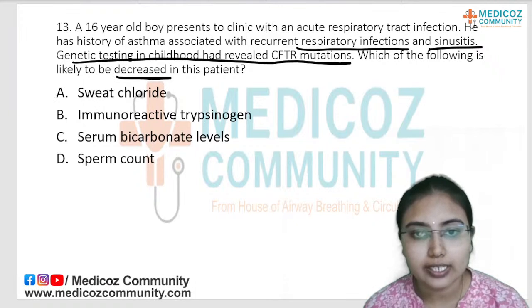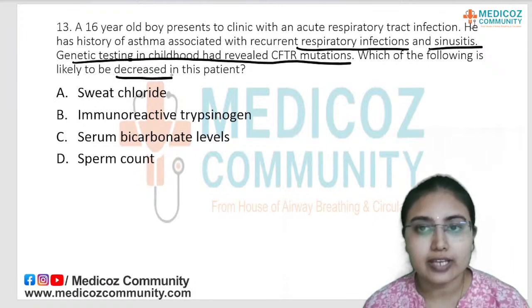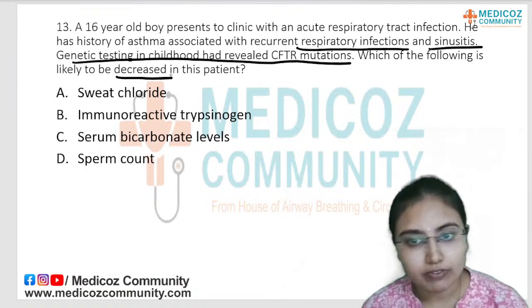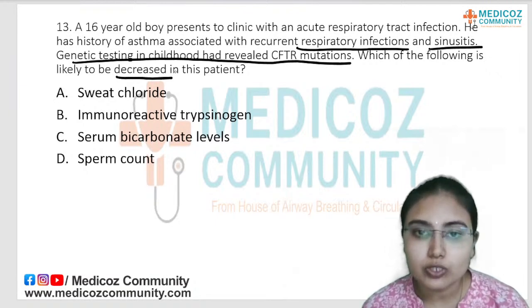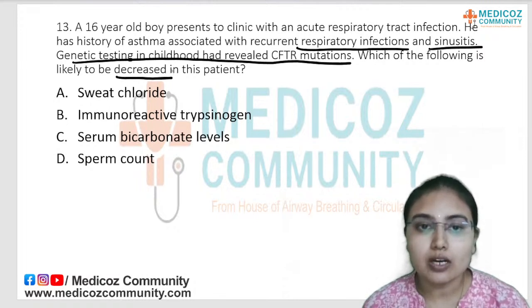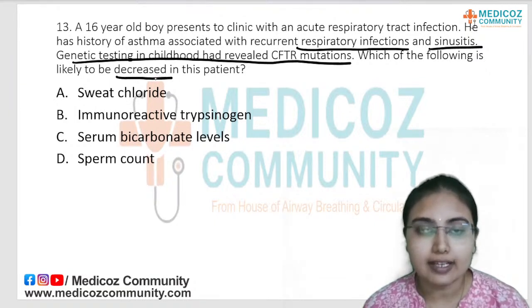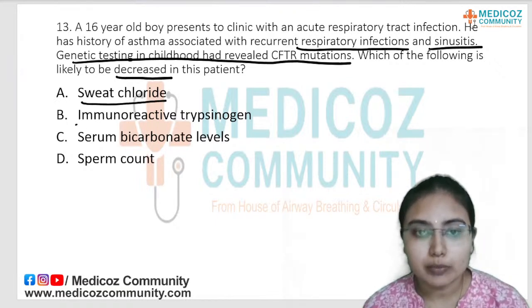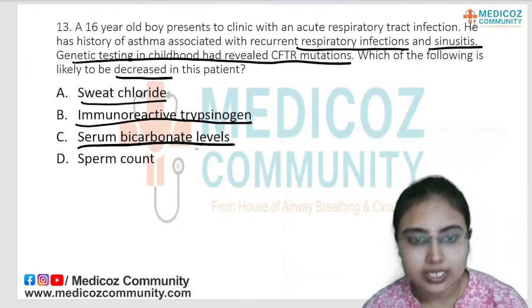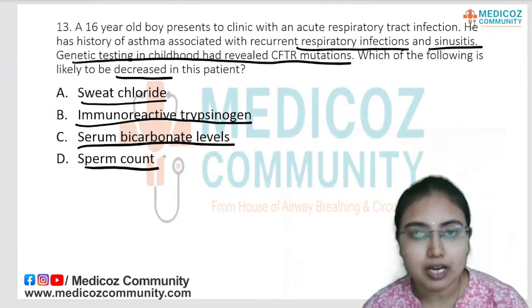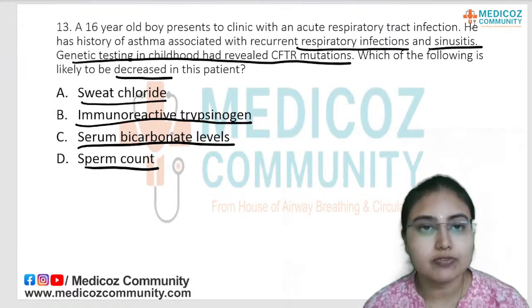Please pay attention to all the key words that I have underlined. One is the recurrent respiratory infections. The second is CFTR mutation. And they're asking what is decreased. I'll give you 2 minutes to ponder over the question and put your answers in the chat box. What do you think is the likely answer? Is it A, sweat chloride, B, immunoreactive trypsinogen levels, C, serum bicarbonate levels, or D, sperm count? So what do you think is the answer for this question?